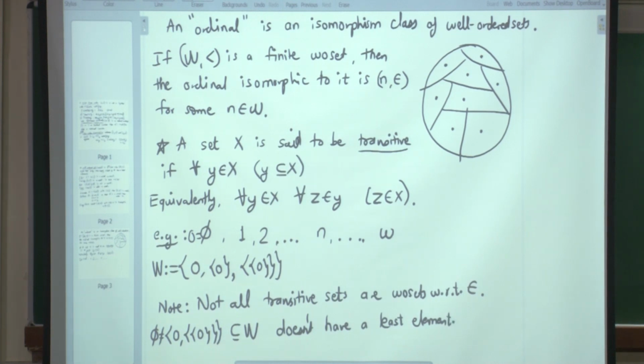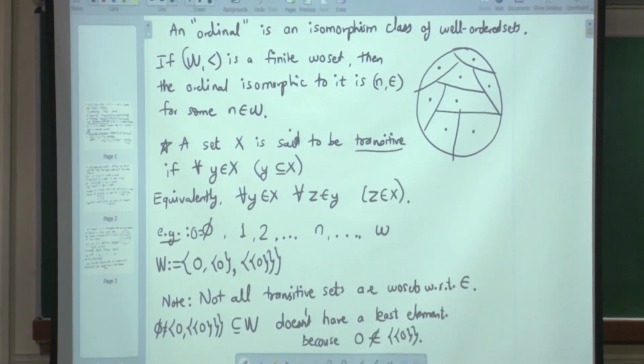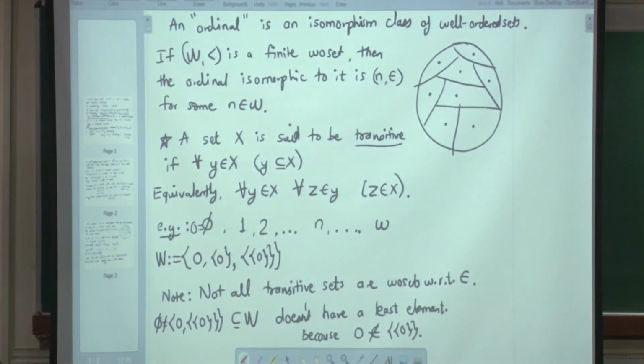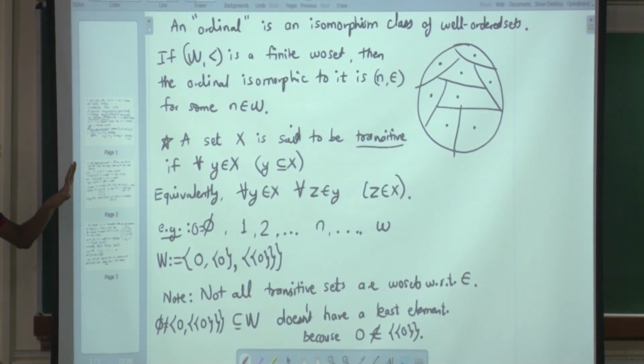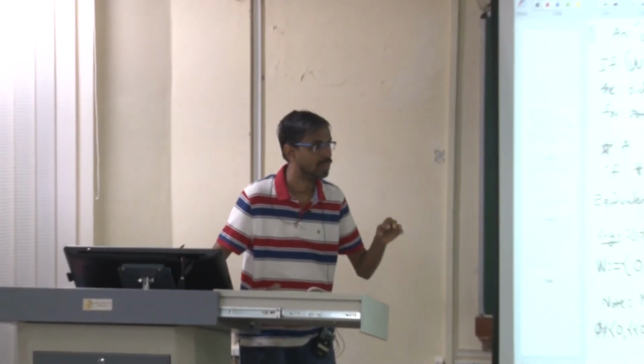Because what is the problem? If it is supposed to have a least element, then because 0 is not an element of singleton 0. Understood? So therefore, transitivity is an independent property. Being well ordered with respect to membership relation is an independent property, right? Because we found an example.